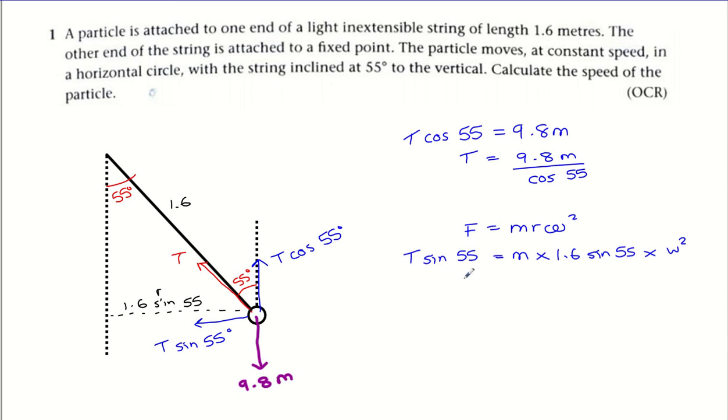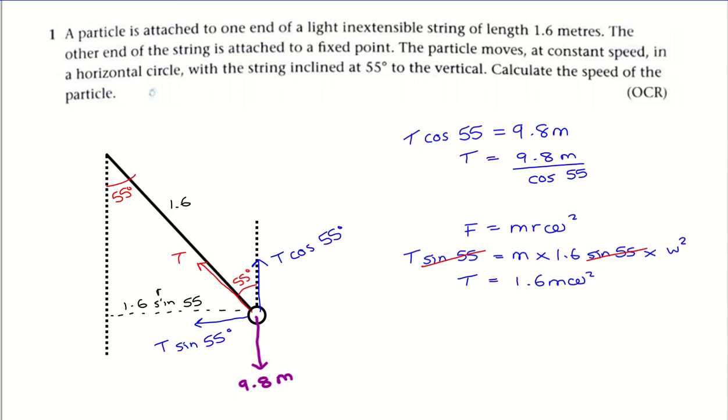And then if I rearrange that to get T as the subject, well, first of all, the sine 55s will cancel. There's one from the string there, and there's another one from the radius there. So we've got sine 55 on both sides. And what you end up with is that T is equal to just 1.6 m omega squared.